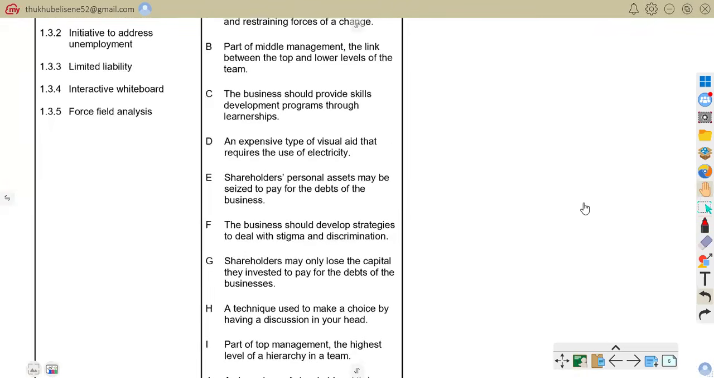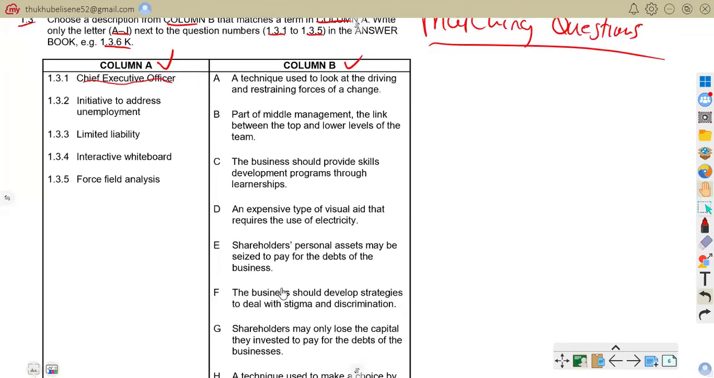Let's see I. As we can see, I says executive officer is part of top management, the highest level of hierarchy in a team. When you're talking about an executive officer, we are talking about the high-ranking manager responsible for making strategic decisions and overseeing the operations within an organization. So the correct answer there is I. Let us move on to 1.32.